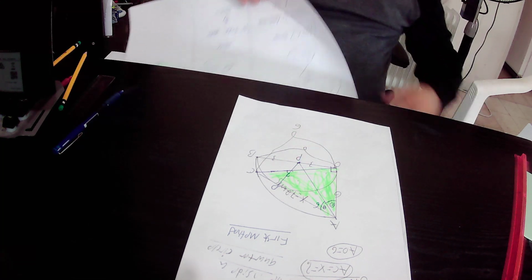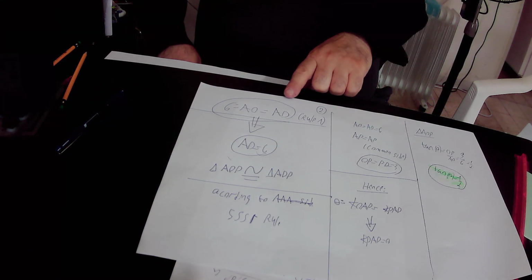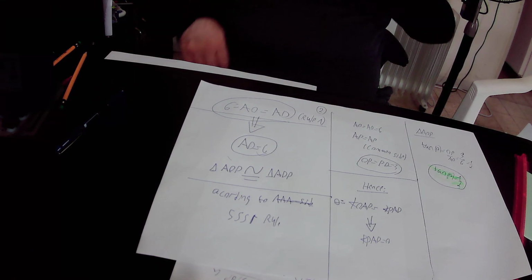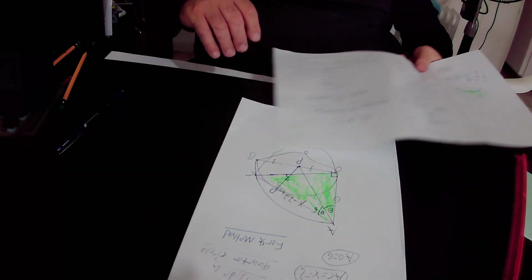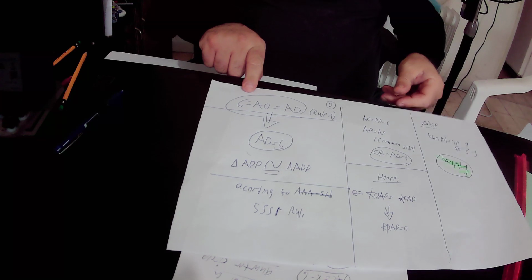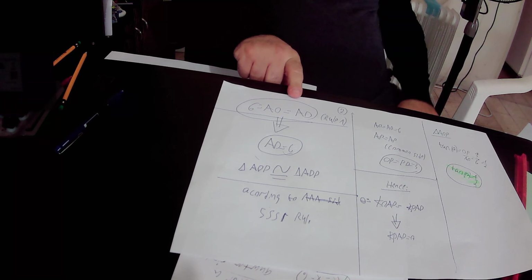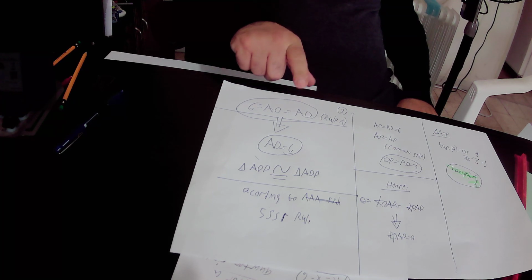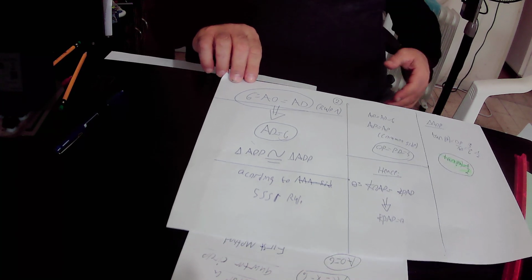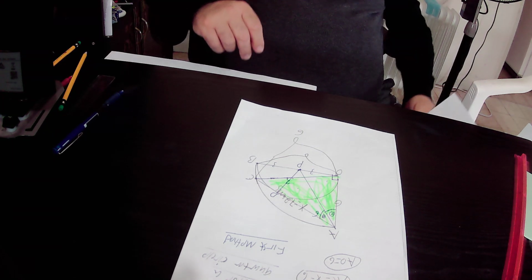Okay, here AO equals AD according to rule number 1. But according to what is given in the question, AO equals 6 units. So from this equation, 6 equals AO equals AD, we will derive that AD is also equal to 6 units.